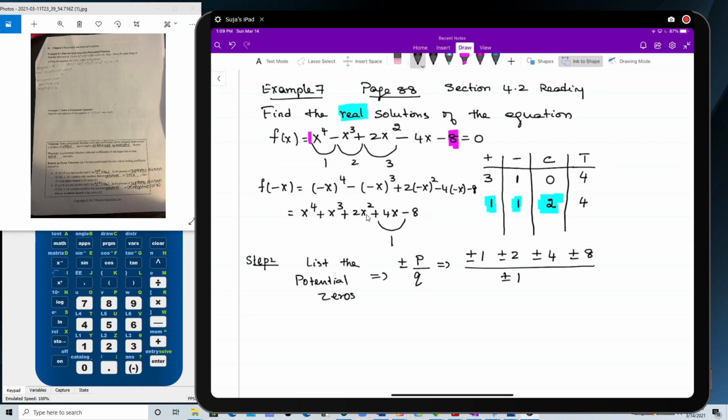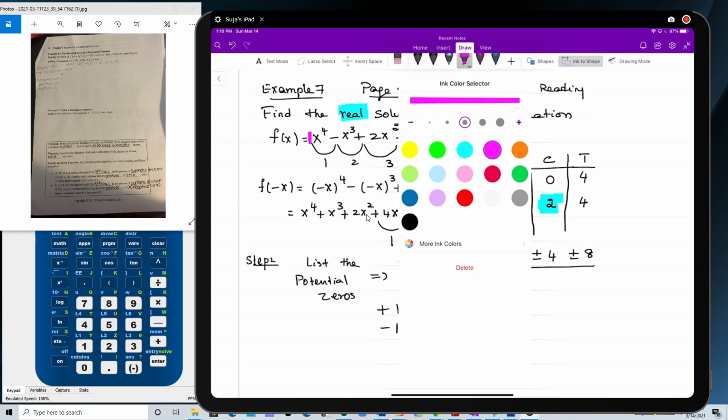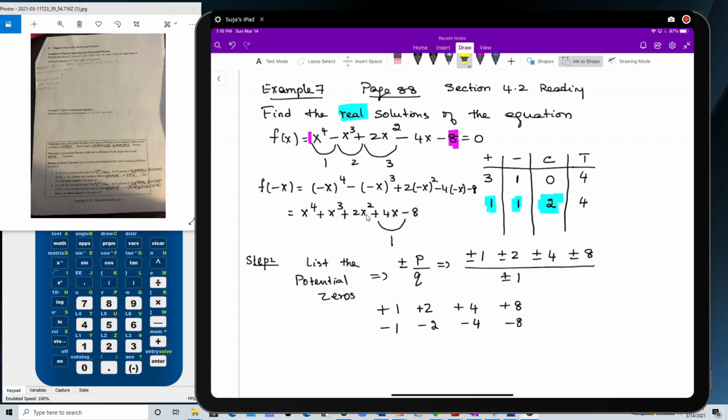So this is listing me the possibilities. Either I can have plus 1 or minus 1, or plus 2 or minus 2, or plus 4 or minus 4, or plus 8 or minus 8. If I take the fraction, because it's 1 on the bottom, it has to be this list. So this is clear that if my final answer is going to be in category 1, then I have all 4 zeros in this list.